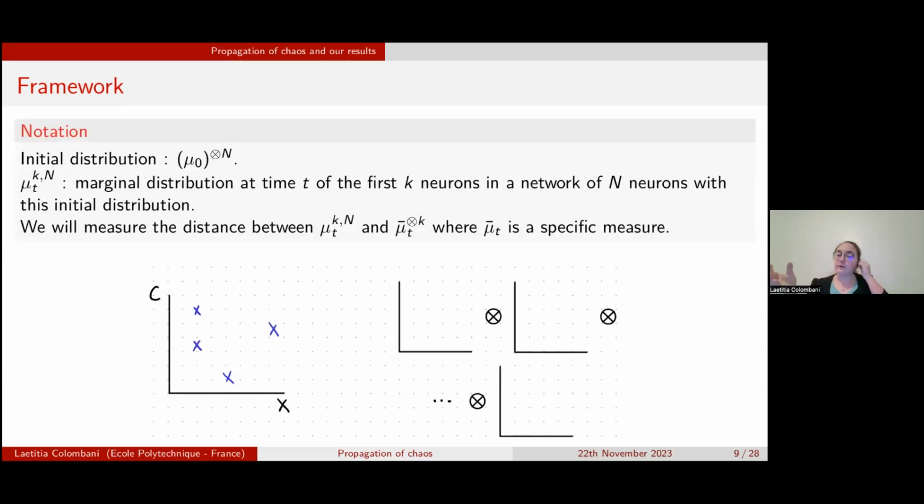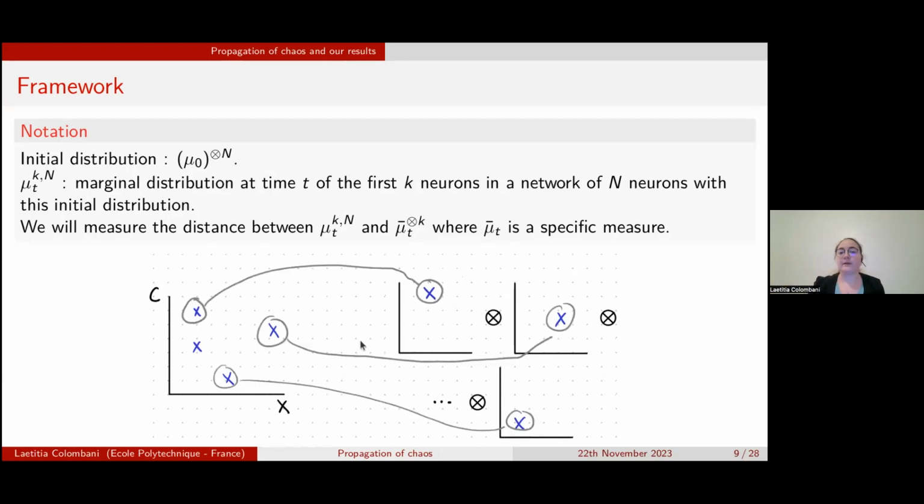How will we do that? So the idea is that we have here k particles, 4 particles in space, interacting with each other. And the idea is that we will compare them to independent particles. So we have some independent particles following bar mu t, and we will compare them with each other one by one.